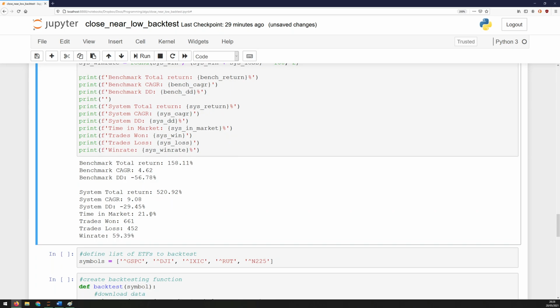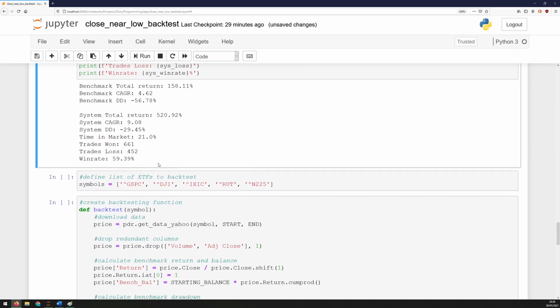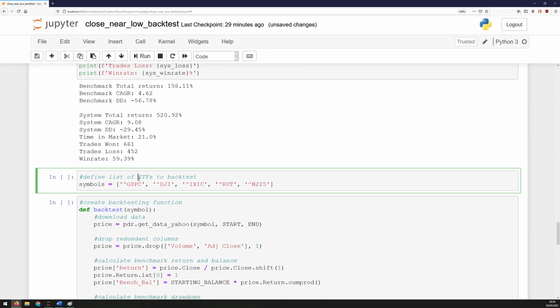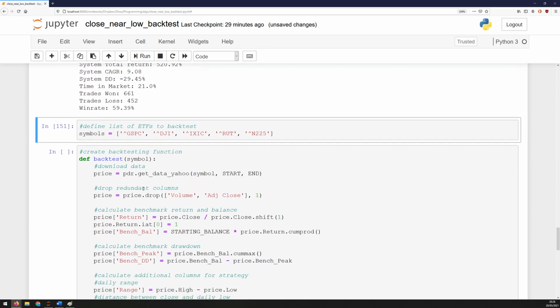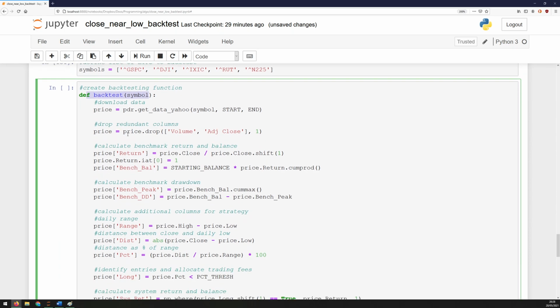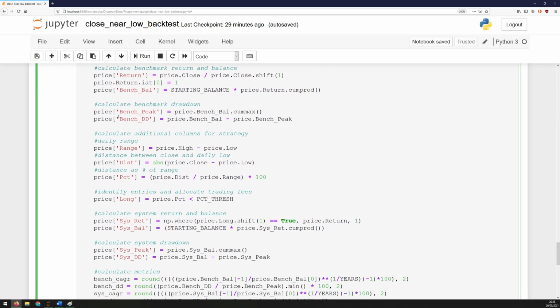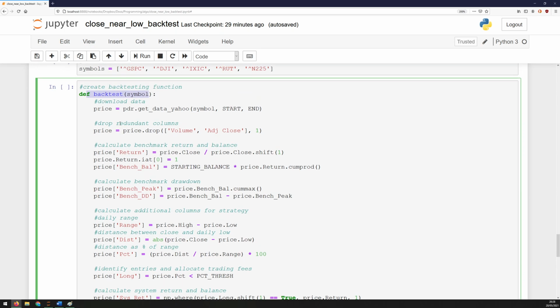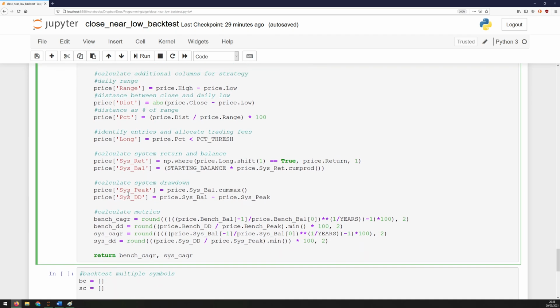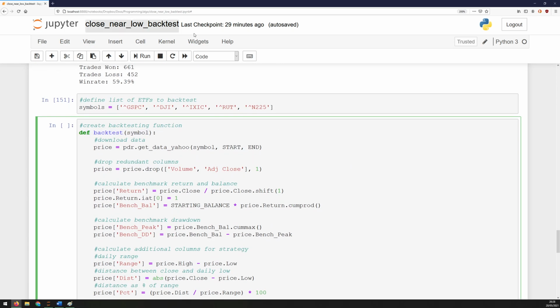So far the results are coming out pretty good, but what I wanted to do is test it on a few different symbols, so it's not just the S&P 500. So I create a list of a few different indices here, and then I create a function called backtest, which essentially is just all of the code from above, the different cells, just copied into one single cell. So now when I run this backtest, it's going to do all of that for me.